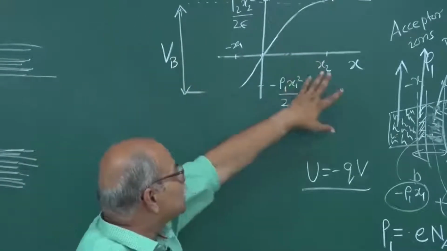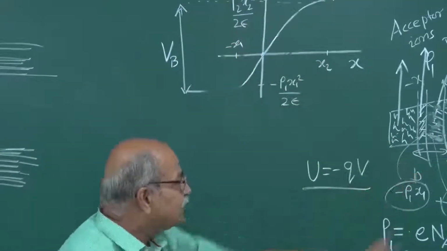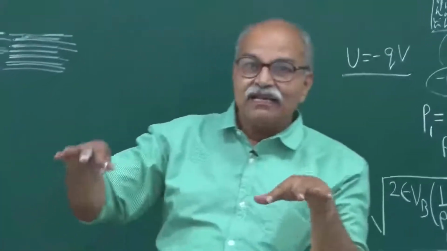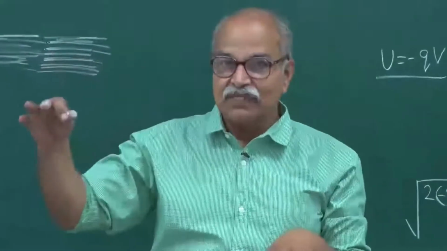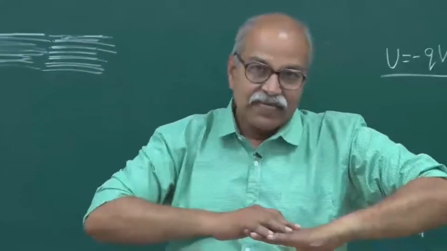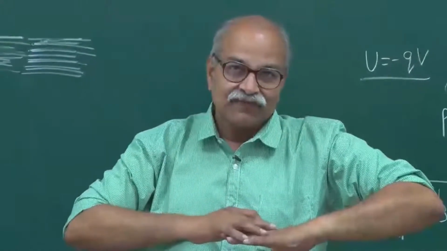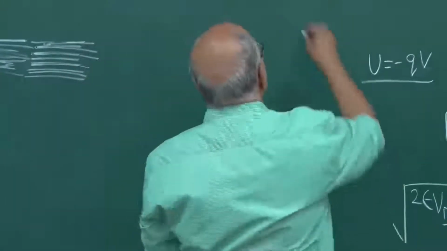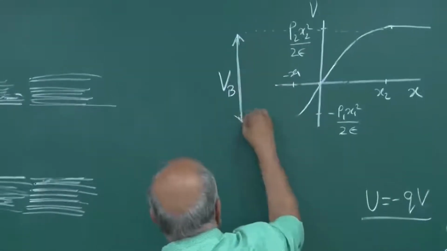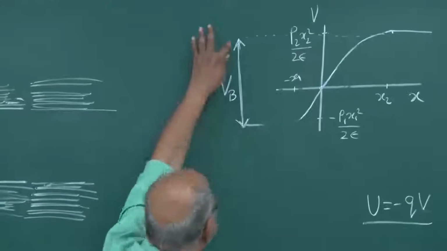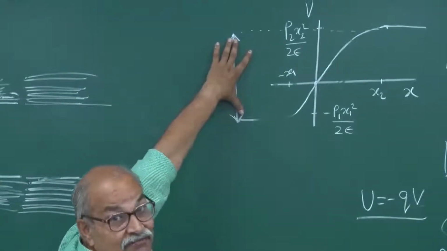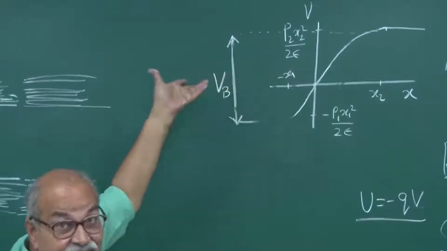So relative to the n side, let's do it relative to the n side and p side, the energy levels are shifted by different amounts. So relative to the n side, what happens? The p side will go up by this much of energy, Q times VB, electron charge times VB. This much is the total shift in each of the energy levels which are there.